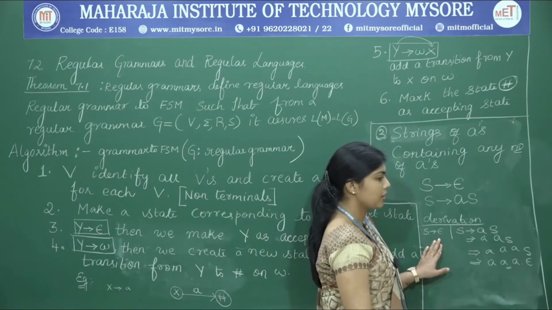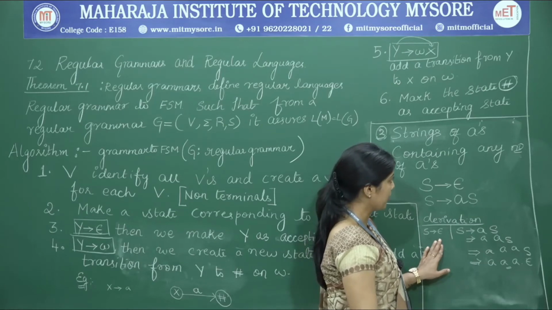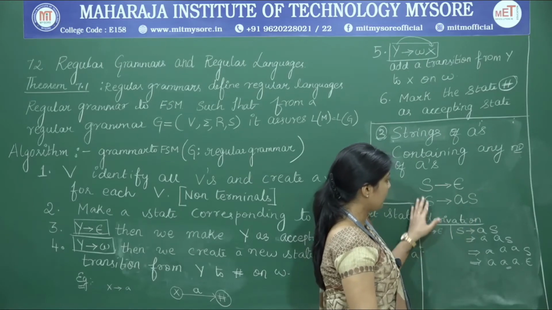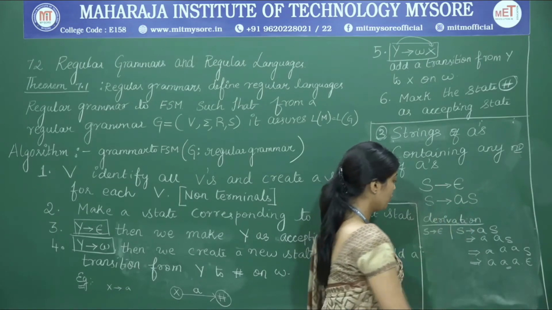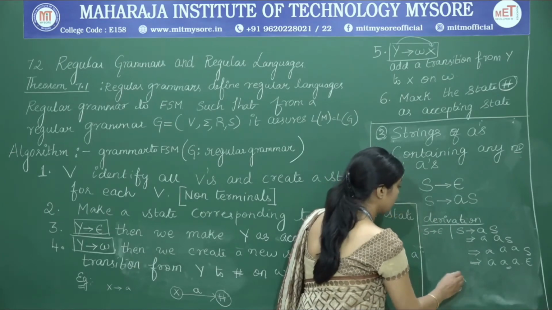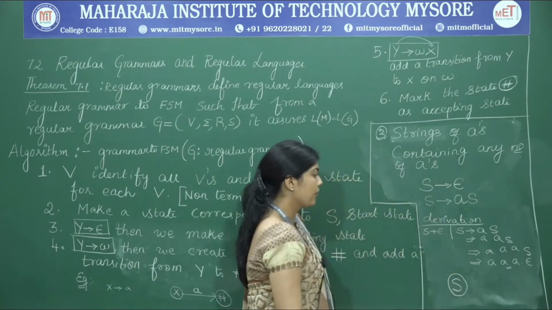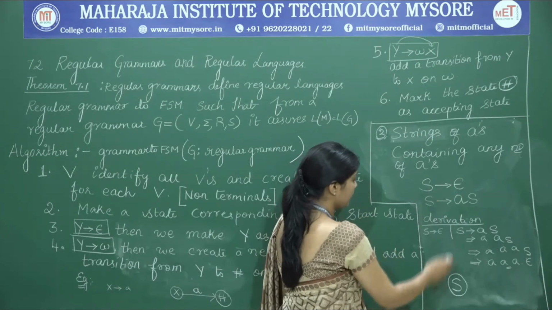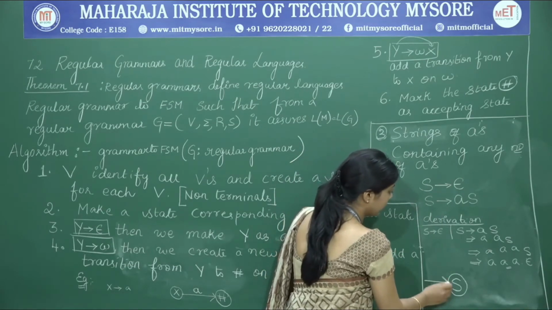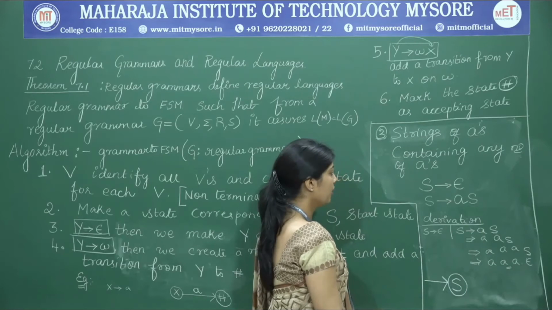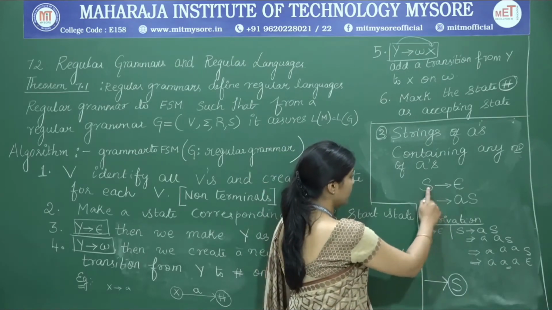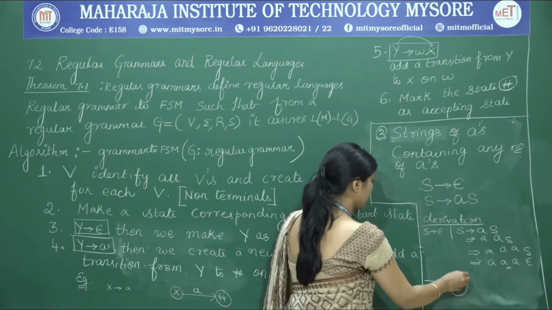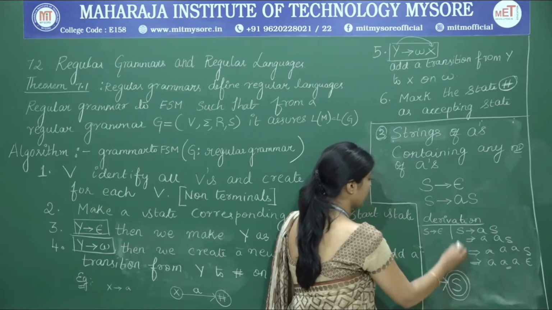So now we are interested in the automata for the same grammar. We'll see how many different non-terminals there are. There is only one non-terminal, so we write one state, that is nothing but S. After this we identify the start symbol. The start symbol is S, so this S itself will become the start state. Next we'll consider the first production, S goes to epsilon. S goes to epsilon says that S has to become the accepting state.